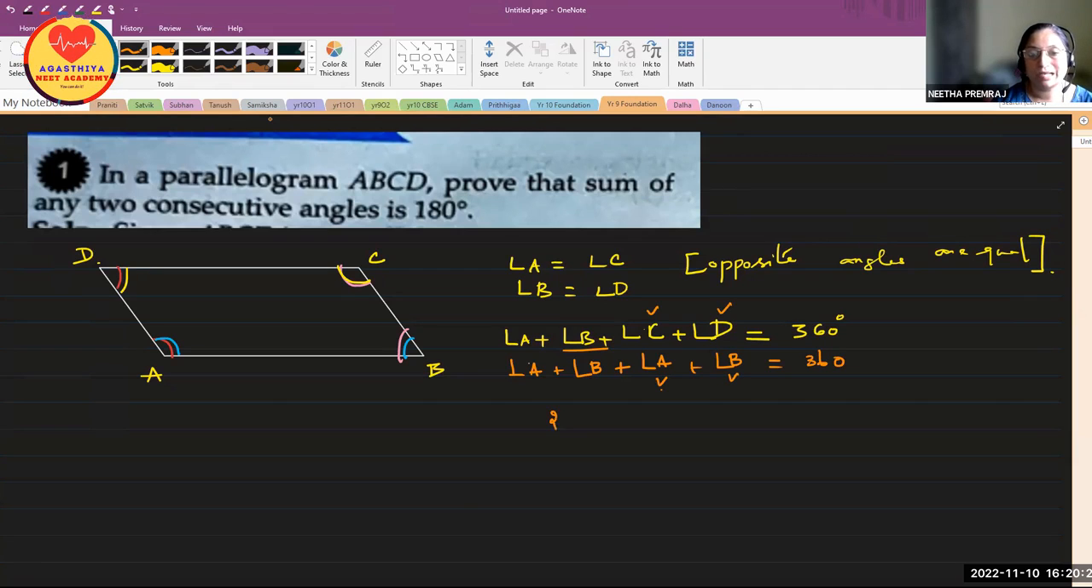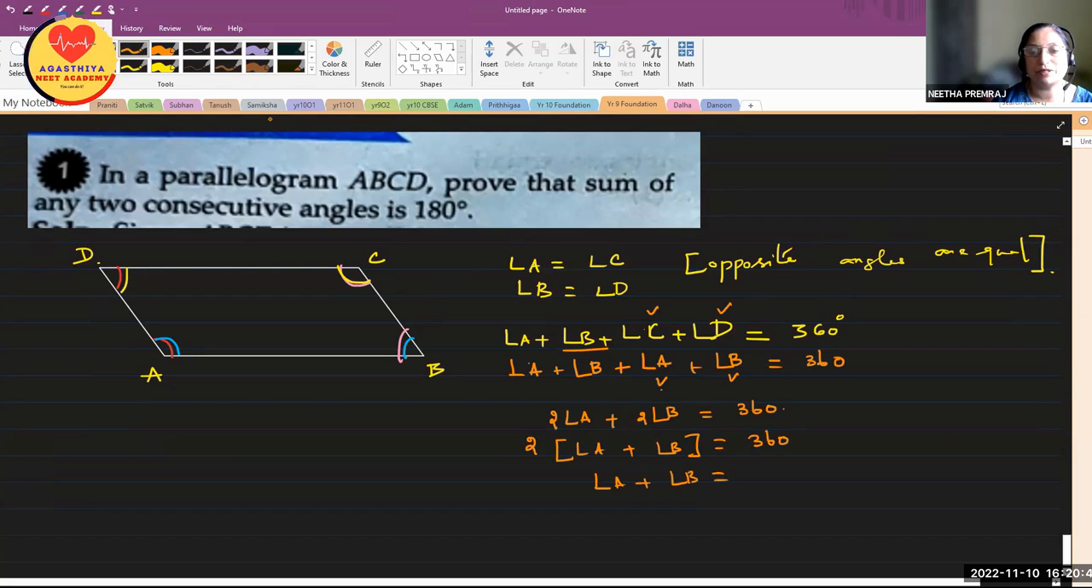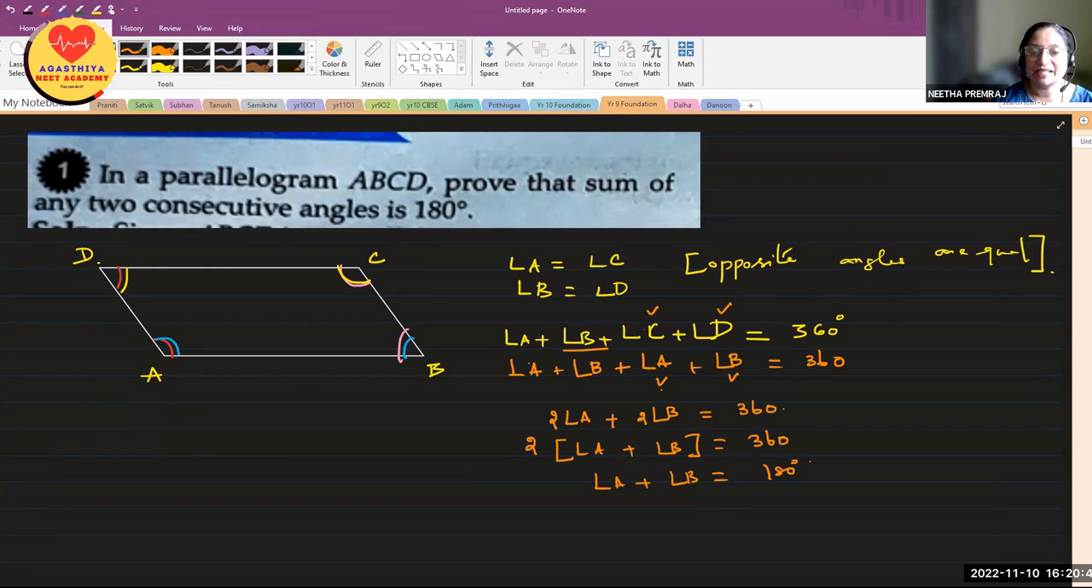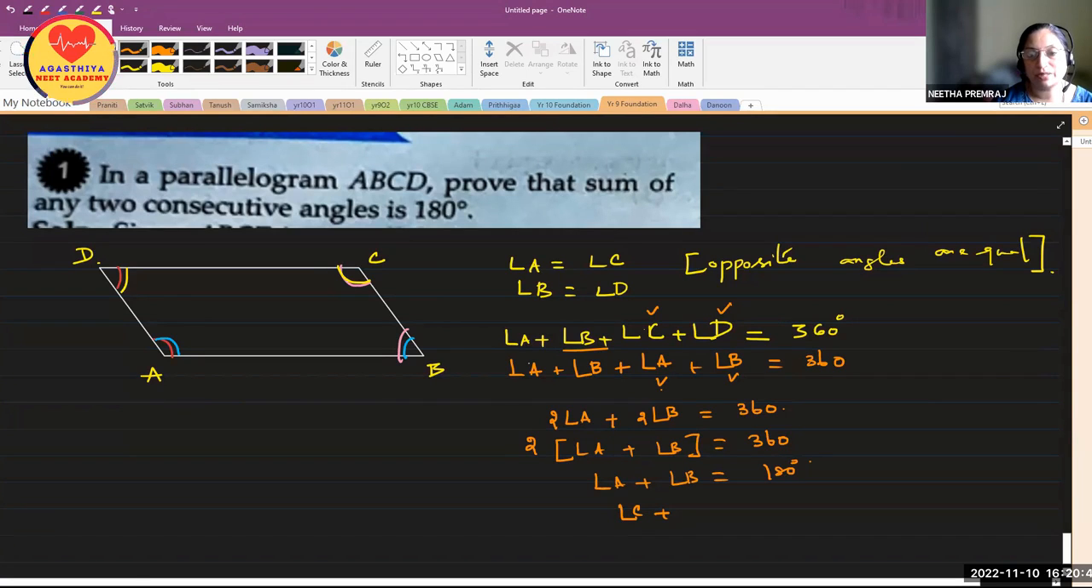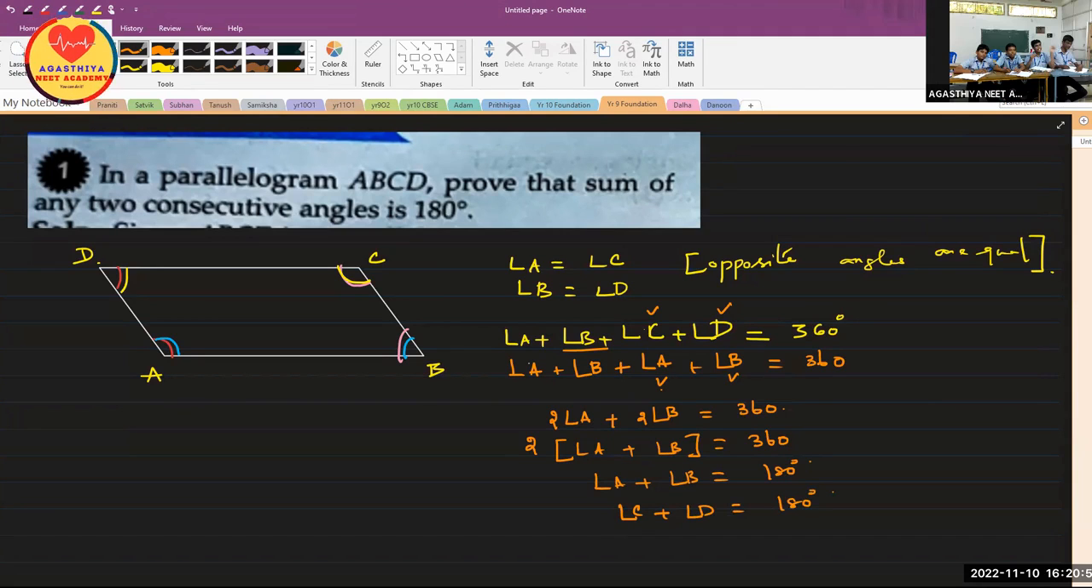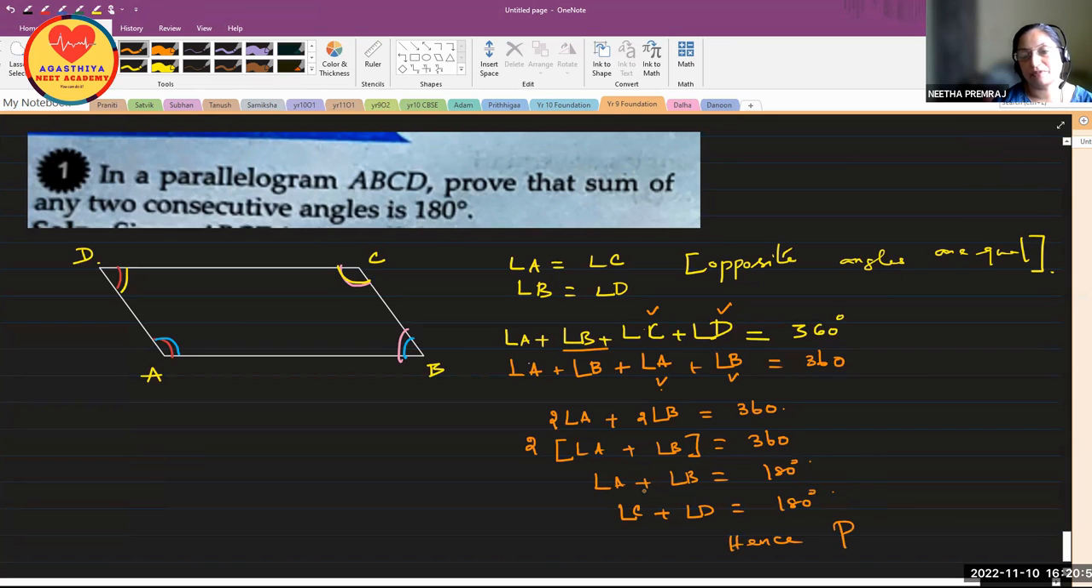Now, if you simplify, 2 times A plus 2 times B is equal to 360 degree. So if you take 2 outside, and divide by 2, angle A plus angle B is equal to 180 degree, isn't it? Instead of angle A, you can write angle C. Instead of angle B, you can write angle D. See, that is also equal to 180 degree, isn't it? That's it. Hence proved. Make a note of it.